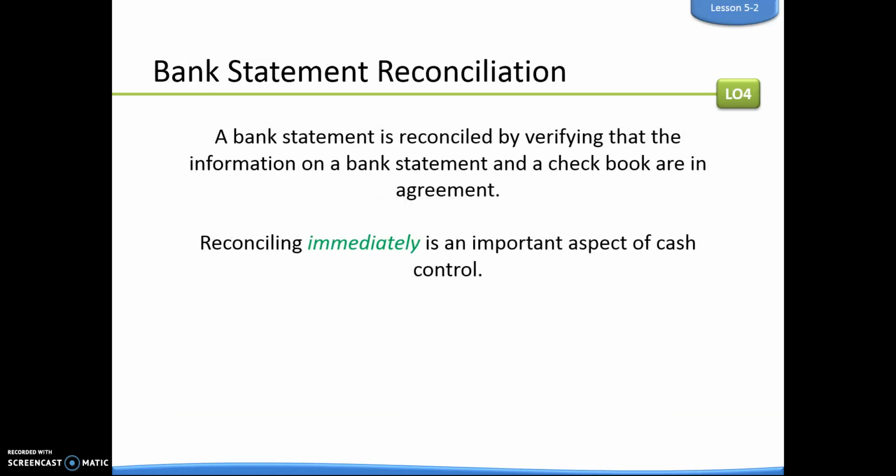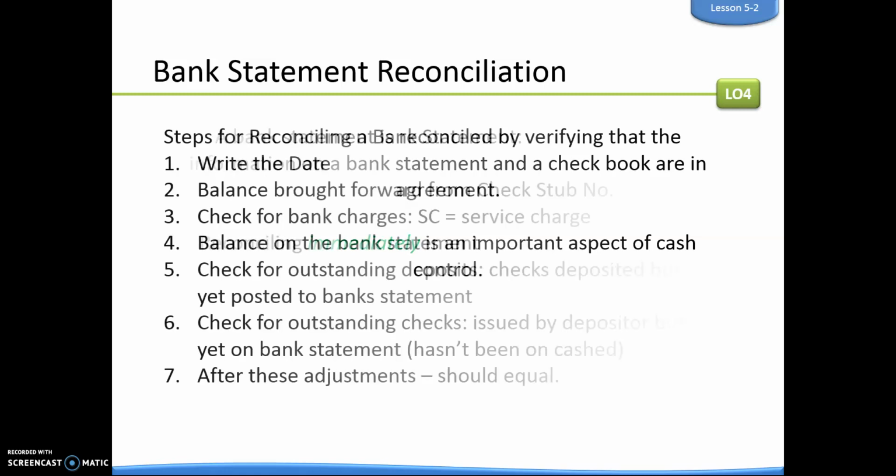So a bank statement is reconciled by verifying that the information on the bank statement and the information from the business's checkbook are in agreement. So typically what you do is as soon as you receive your bank statement, you do a reconciliation. It is a very important aspect of cash control because if you let things go too long, one, that's not very good practice at all as a business. And two, you always want to verify that what the bank says is what you have as well.